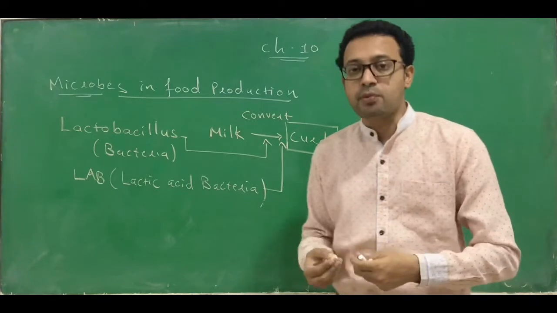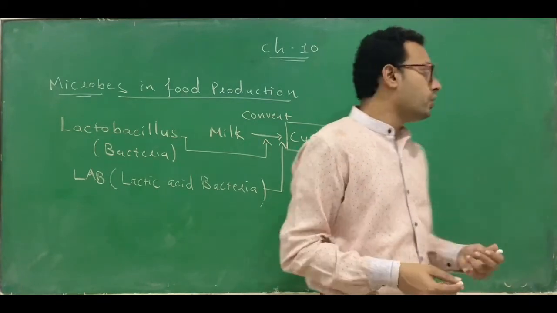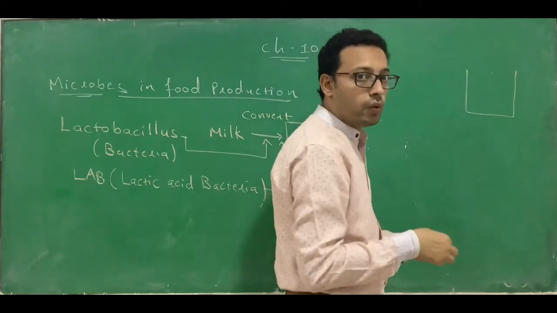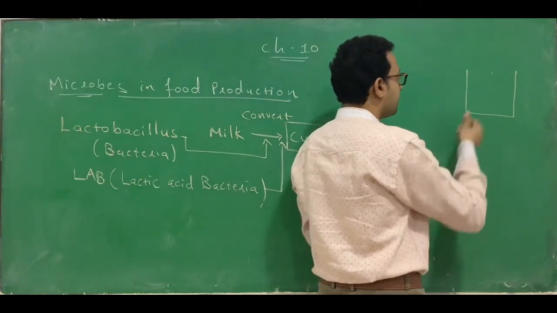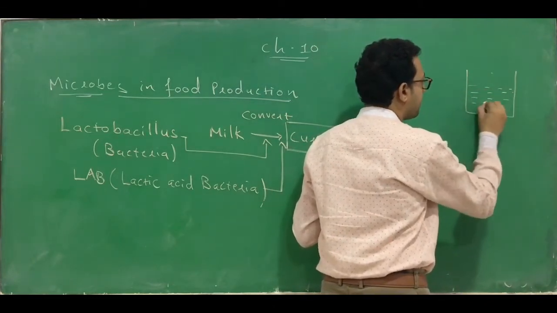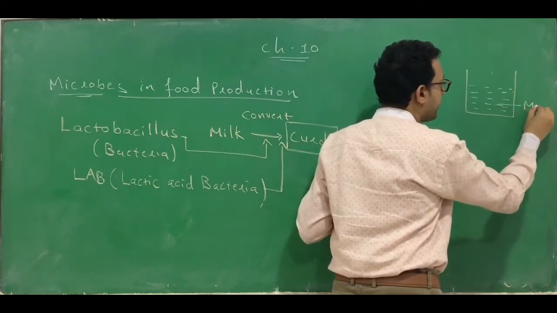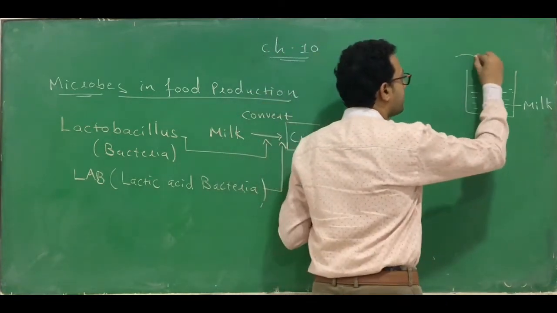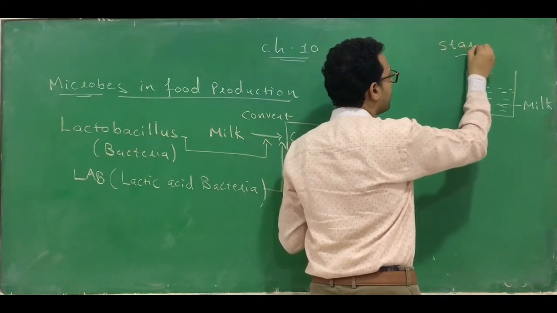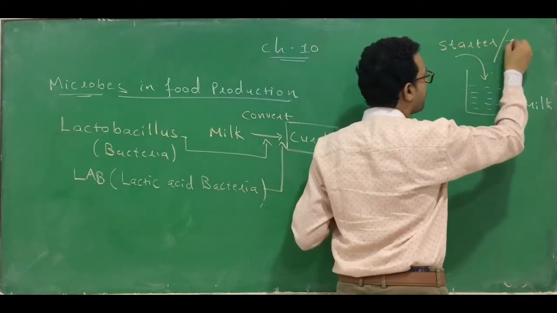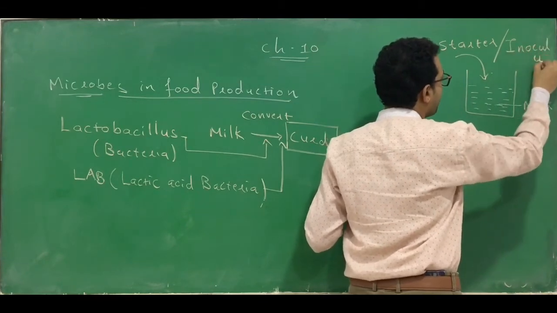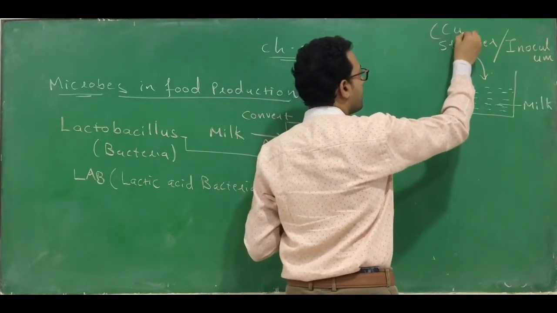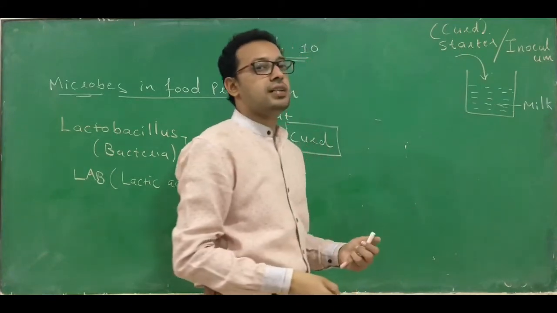So how does the process of production of curd take place? You know how you can prepare curd. In the preparation of curd, in one vessel you have to take milk, or you have to take buttermilk. In this vessel, you have to add a starter or inoculum. What is the inoculum or starter? As an inoculum or starter, you are adding a small quantity of curd. This is acting as a starter and inoculum.